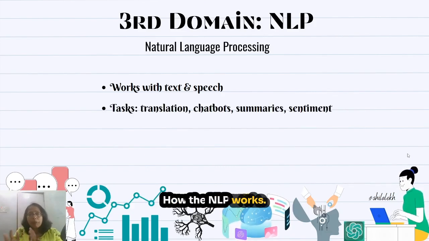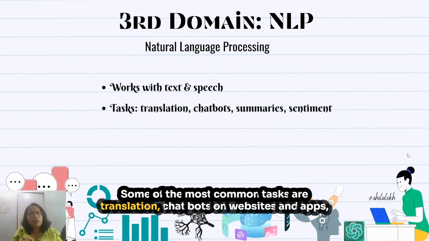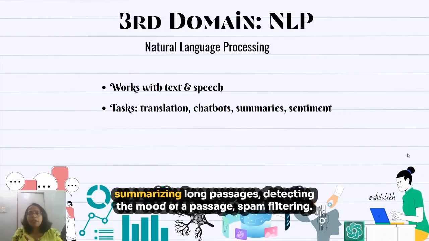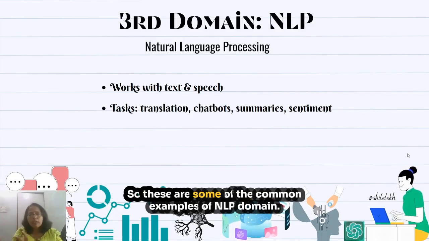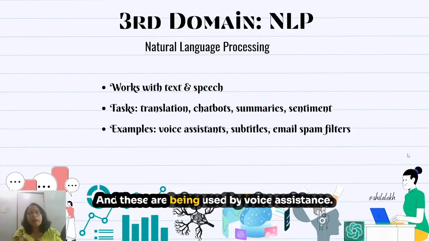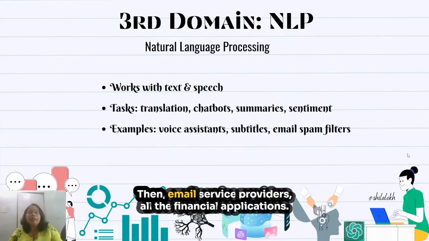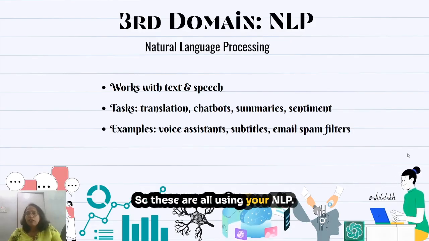How does NLP work? Some of the most common tasks are translation, chatbots on websites and apps, summarizing long passages, detecting the mood of a passage, and spam filters. So these are some of the common examples of the NLP domain, and these are being used by voice assistants, email service providers, and all the financial applications. So these are all using NLP.